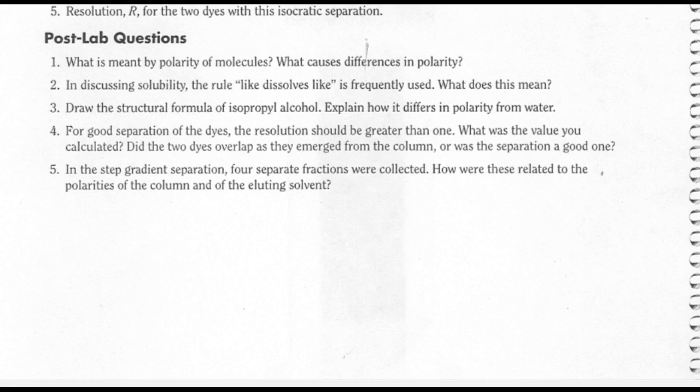You're asked to draw the structural formula, that's the Lewis structure, of isopropyl alcohol. Isopropyl consists of 3 carbons, 8 hydrogens, and 1 oxygen, C3H7OH. The 3 carbons are in the middle, and then the OH for the alcohol is coming off of the middle carbon. You can always Google it if you're really having trouble coming up with the structural formula for isopropyl alcohol.